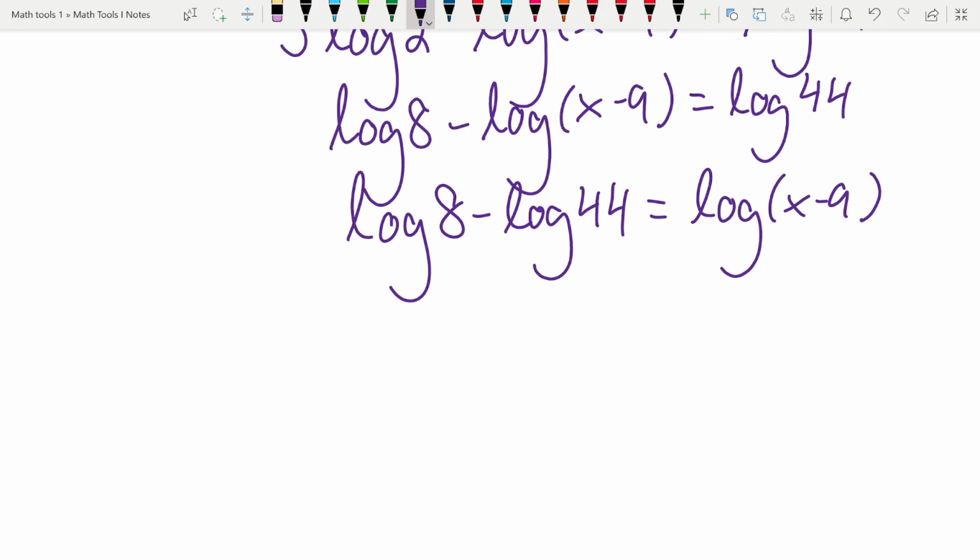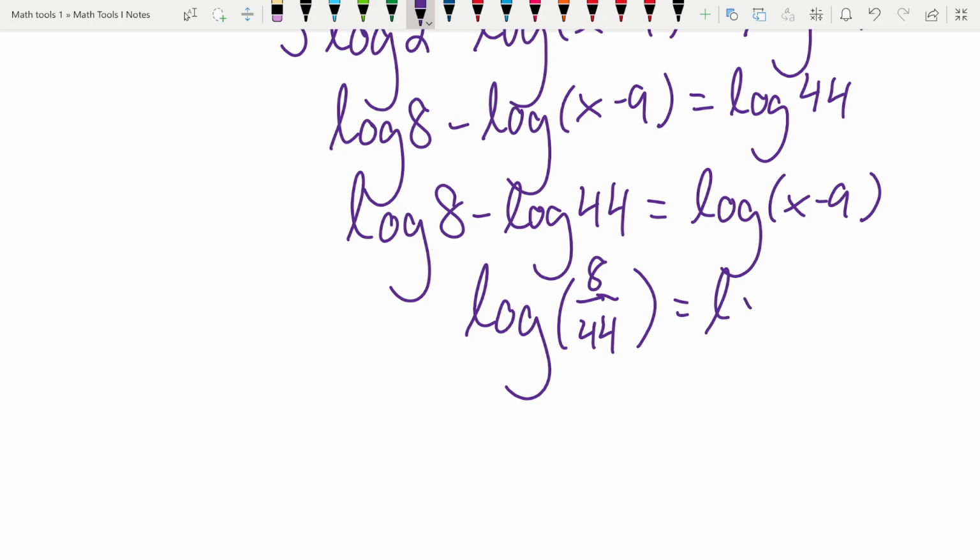And now we can combine the left side with the quotient rule. So we're going to have log of 8 over 44. Definitely can simplify that. What would we get? 2 over 11, I believe. So we'll deal with that in a second here. Now these are both the same logarithm with the same base, so we can use the one-to-one property, or you can exponentiate 10 to both sides.